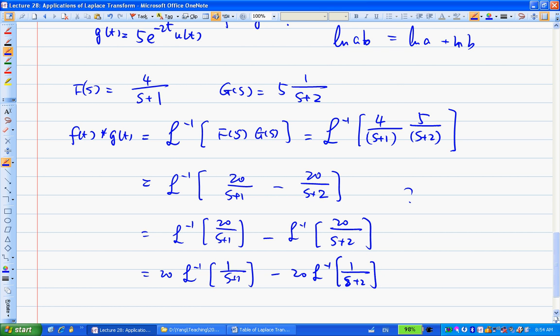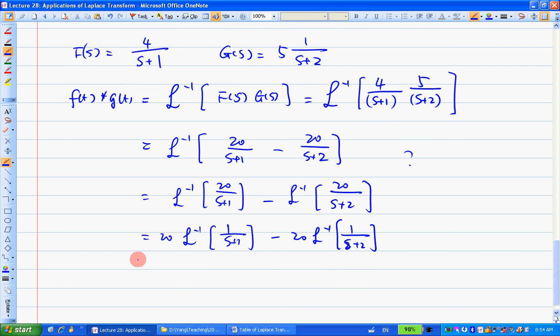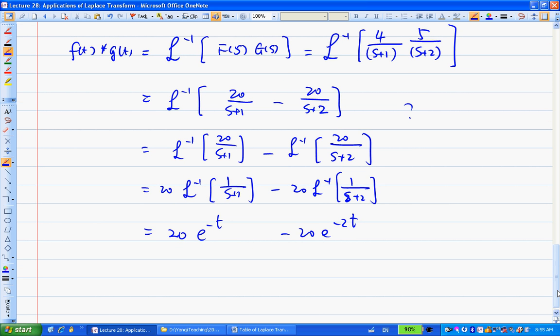So now if you look at the table on the handout, what is the inverse Laplace of the first one? The second one? Exactly. Technically speaking, there should be a u of t multiplied here, because we're all dealing with causal functions, so the convolution should still end up causal.